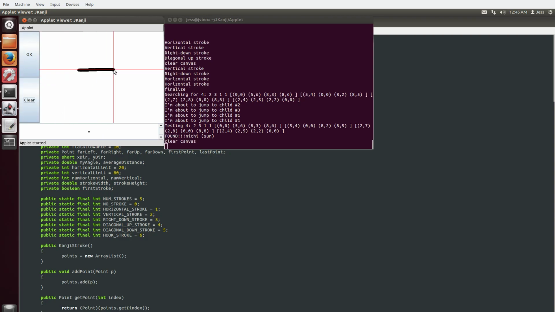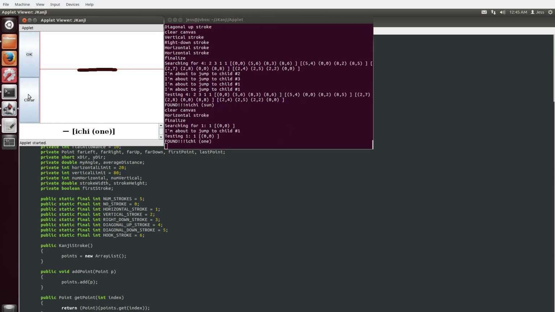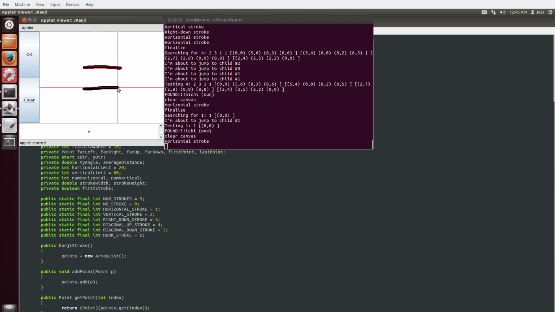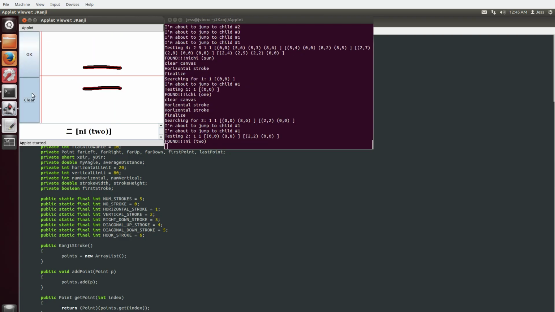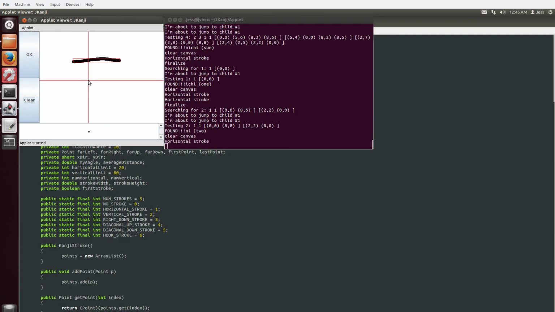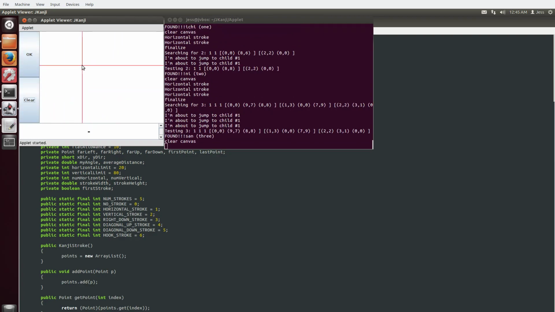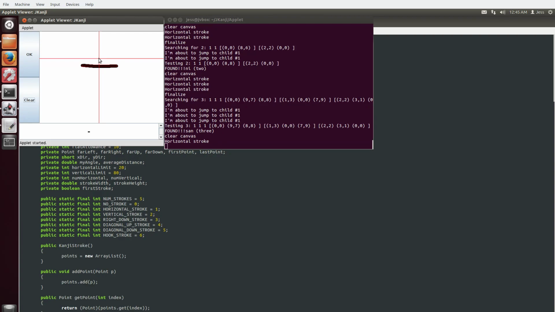And so I have a bunch of different characters that are recognizable. That's one. Here's two. And here's three. And here's Earth.